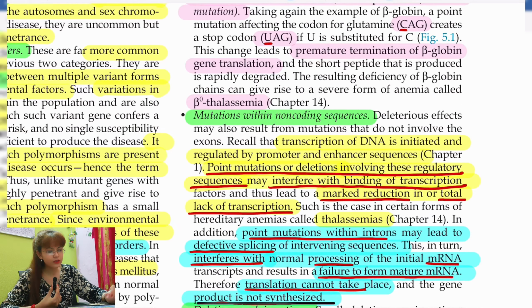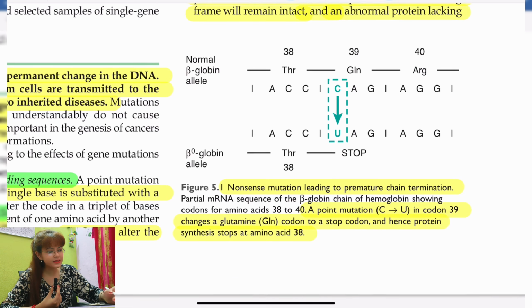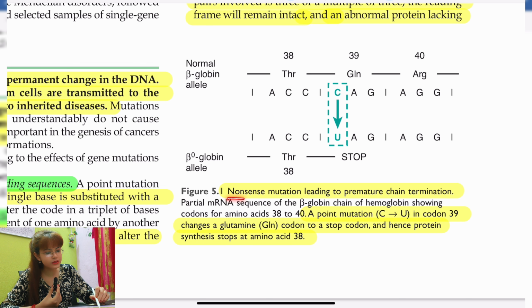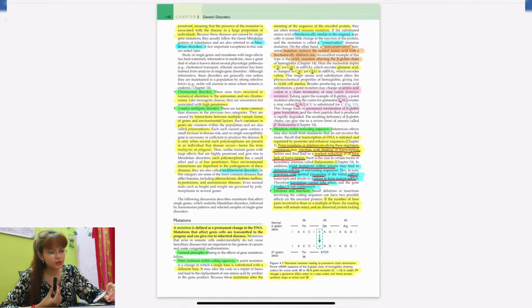Okay, I hope you understood this, and this is the image showing the same thing: a nonsense mutation where you can see that the C is getting converted to U, and there is generation of a stop codon, and this is what is shown over here. So this was the first part.